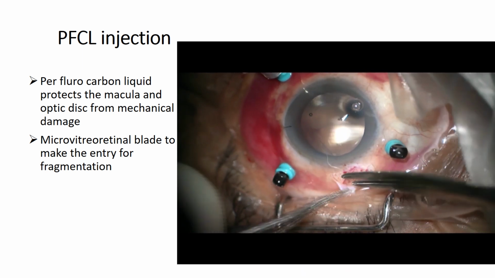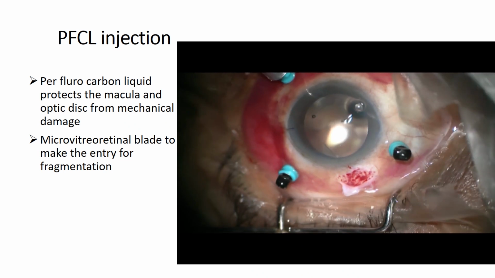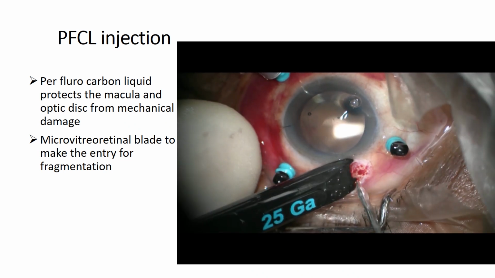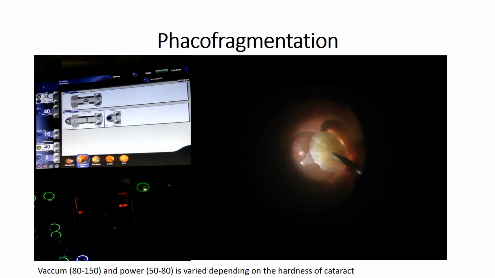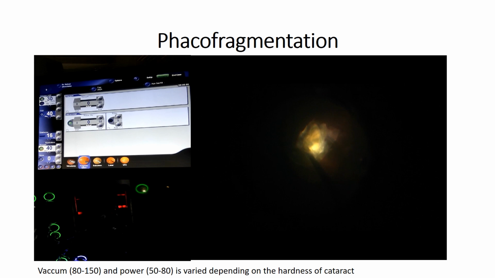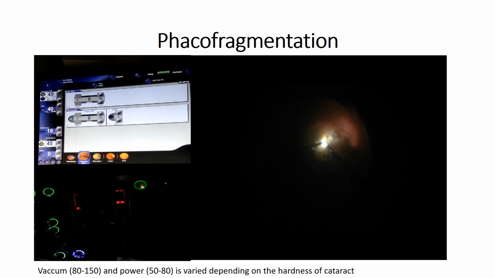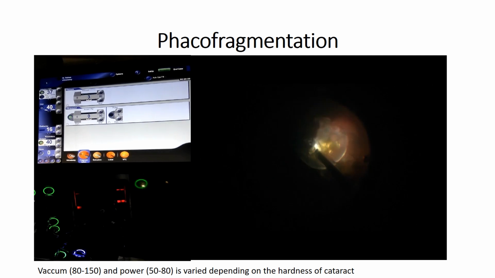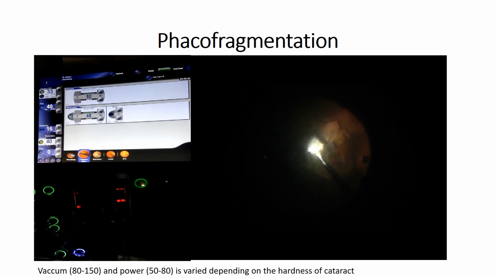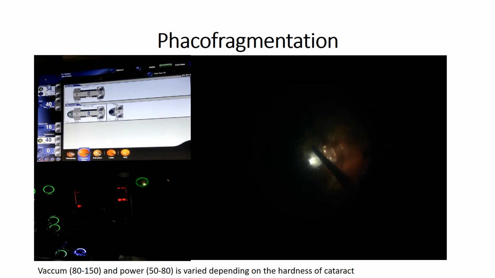Make an MVR incision which is around 3 mm away from the limbus, and once you have made a peritomy, you can go in with the help of a phaco-fragmatome at vacuum 80 to 150 and a power of 50 to 80, depending upon the hardness of the cataract, and do a phaco-fragmentation.